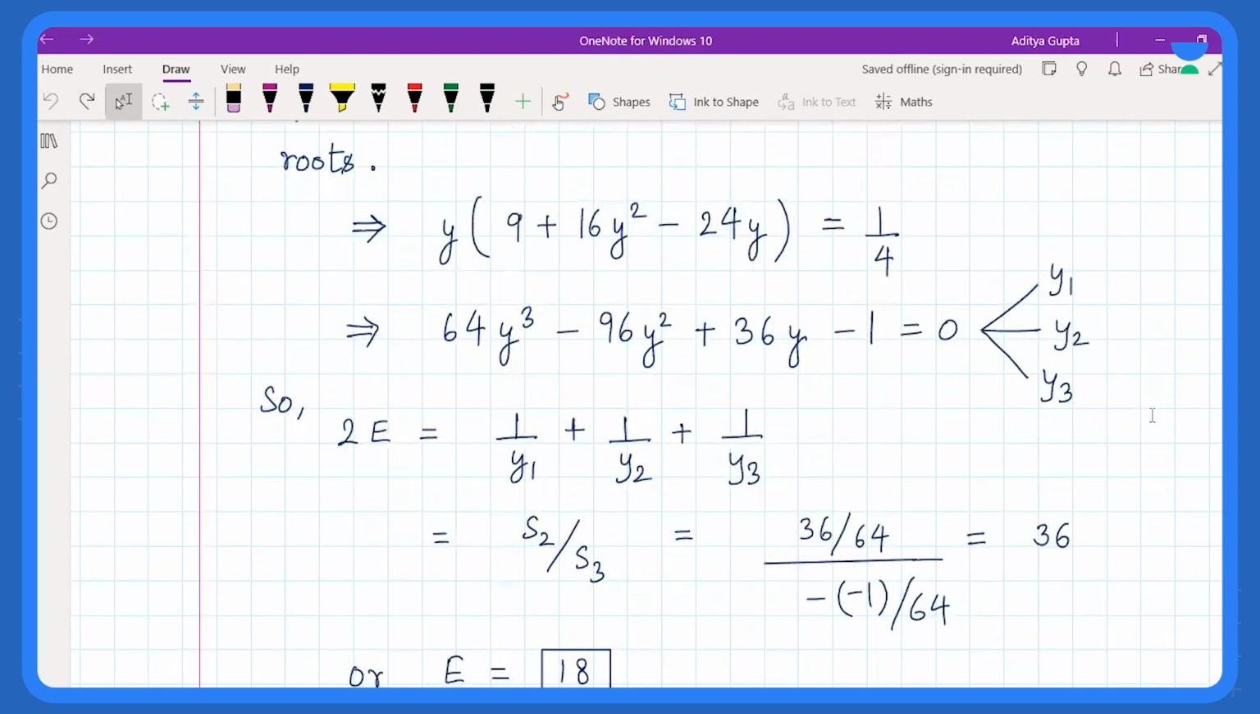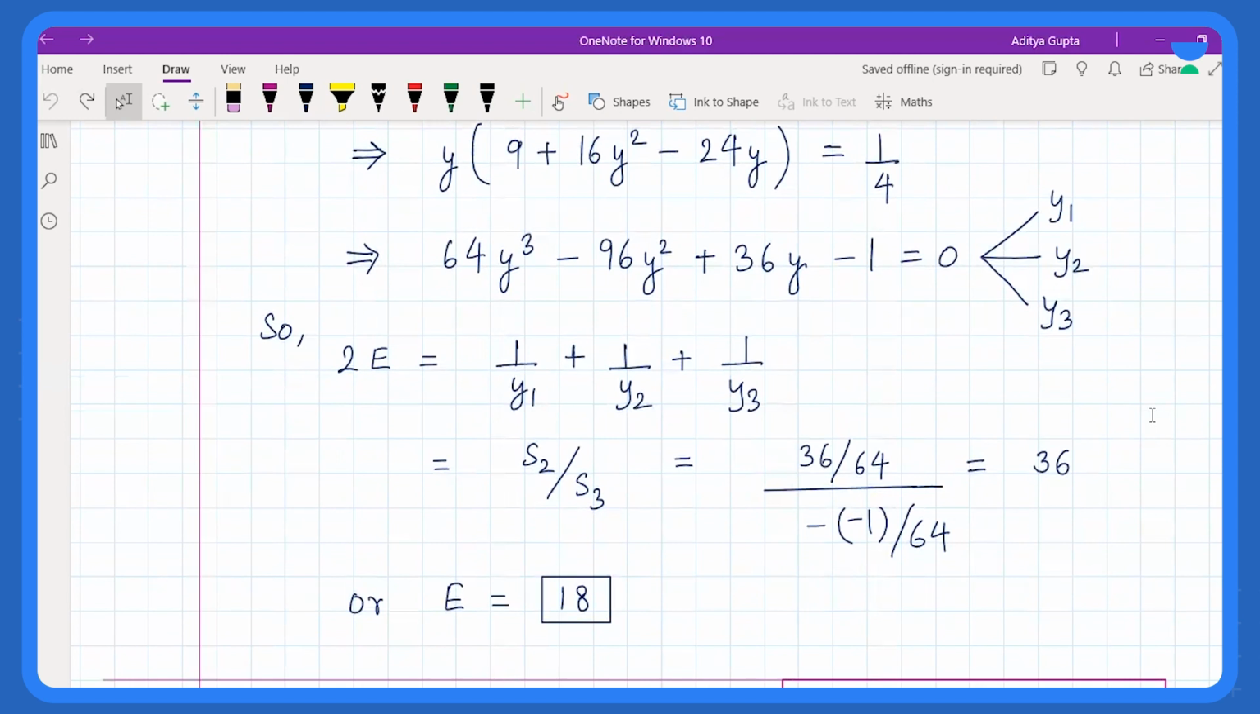Once you take the LCM, you will quickly recognize that this is nothing but the sum of roots taken 2 at a time upon the sum of roots taken 3 at a time. The sum of roots taken 2 at a time is obviously going to be 36 upon 64, and taken 3 at a time is basically the product, which would be minus of minus 1 upon 64. After all the cancellations, we get 36. This is actually equal to 2e, so when you cancel with 2, we obviously get the final answer as 18.